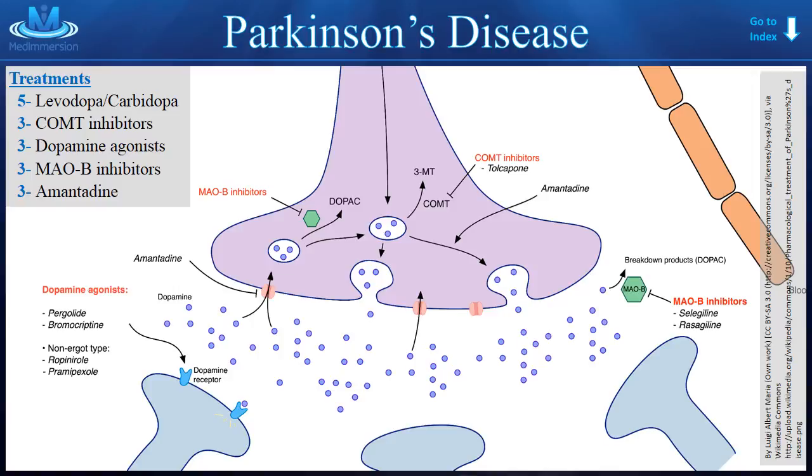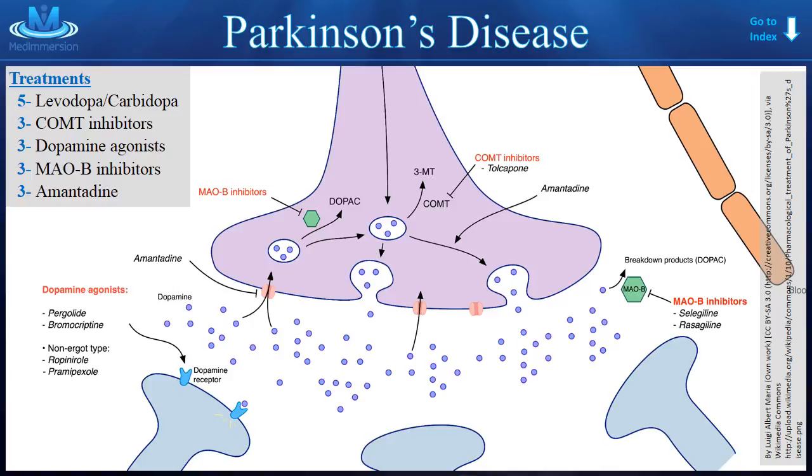And the last drug that I'll talk about is amantadine. Now, amantadine isn't really an important drug, clinically speaking, for the management of Parkinson's disease, but I'm giving it a 3 out of 5 because it's pretty important for your test taking.